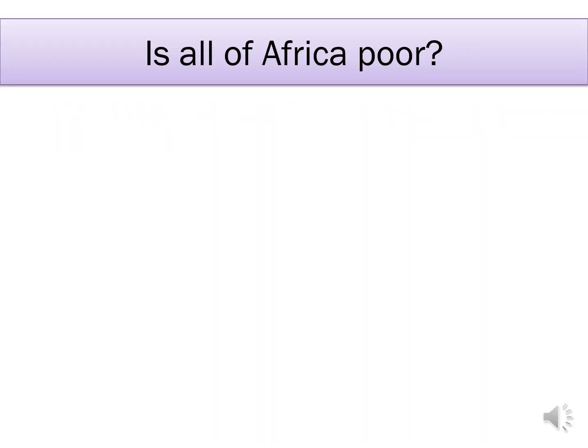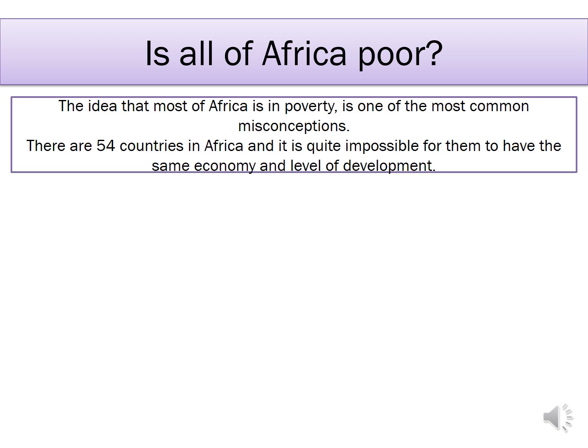For the last part of the lesson, we are going to focus on one of the most common misconceptions about Africa, and that is the idea that all of Africa is poor. Now, considering that there are 54 different countries in Africa, it is quite impossible for them all to have the same economy, so the same amount of money and the same way of making money, and the same level of development.